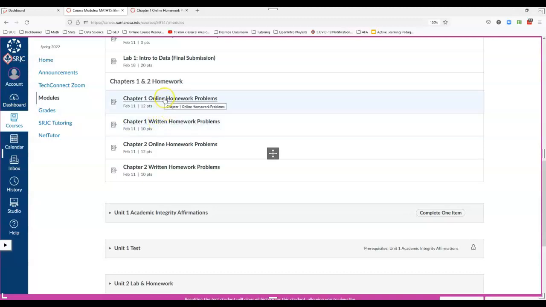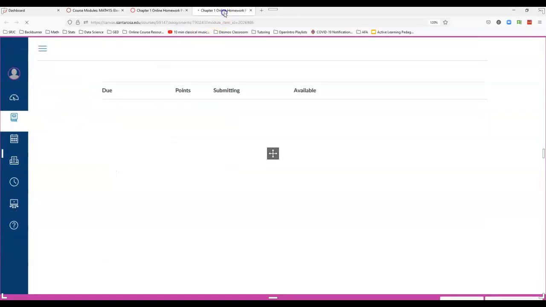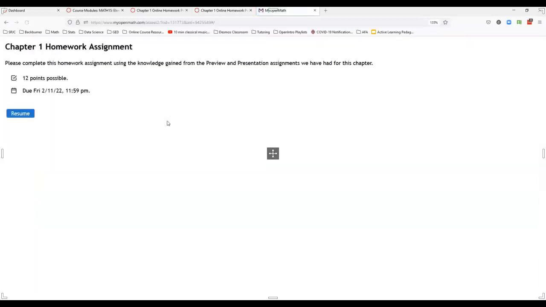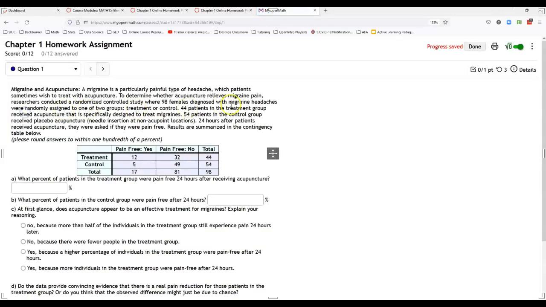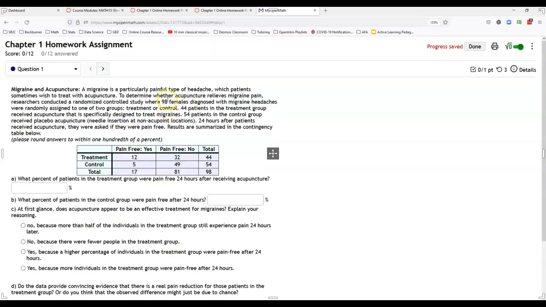One of the components is the online homework problems, the second one is the written homework problems. Let's begin by looking at the online homework problems component. So I'm going to open that up in a new tab. Notice that I am prompted to load the problems in another window, so I click on that link to do so. And at this point now, I can click on the blue button allowing me to access the online homework problems. And at this point, it's just like any other online homework system.